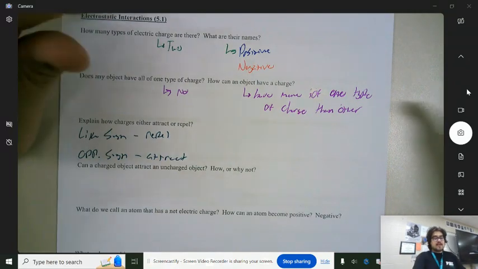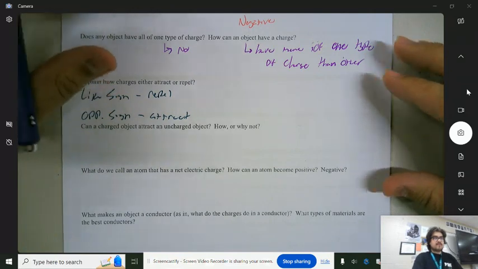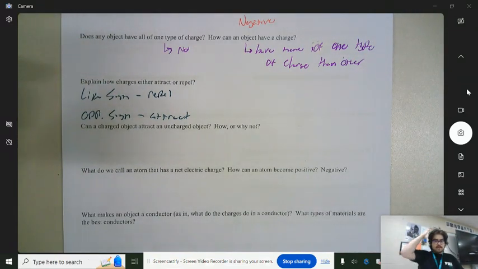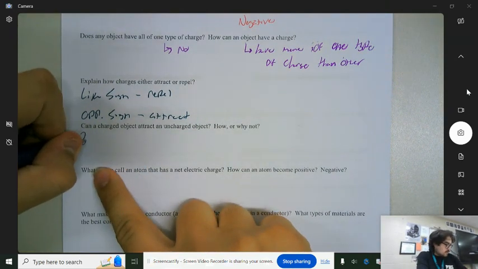A charged object can attract an uncharged object, and it's kind of hard to demonstrate, so I'm not really going to do it here, but if you take a balloon, inflate it, and rub it against your head, you would actually be able to observe this phenomenon. It's called polarization.